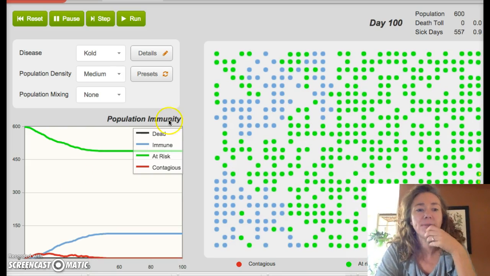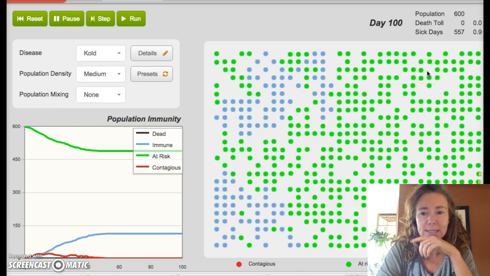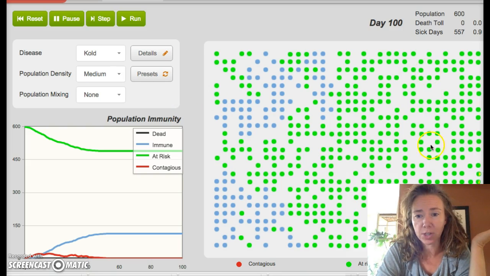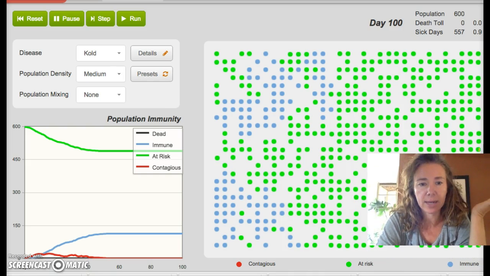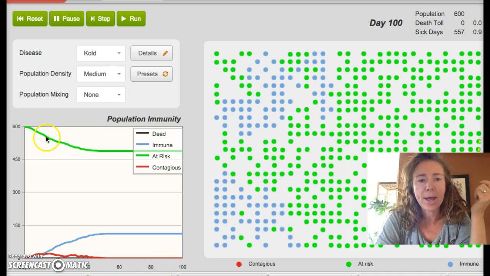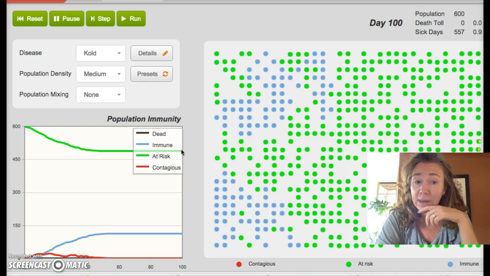Now over here, I'm going to see a few things. I'm going to see 0 people are sick afterwards, which is awesome. I don't see any red. So the actual contagious folks are done. It's run its course over 100 days. But I'm also going to see the immunity go up. So the people that had it already are immune to this, and that's going to decrease my number of at-risk people, which is kind of cool.